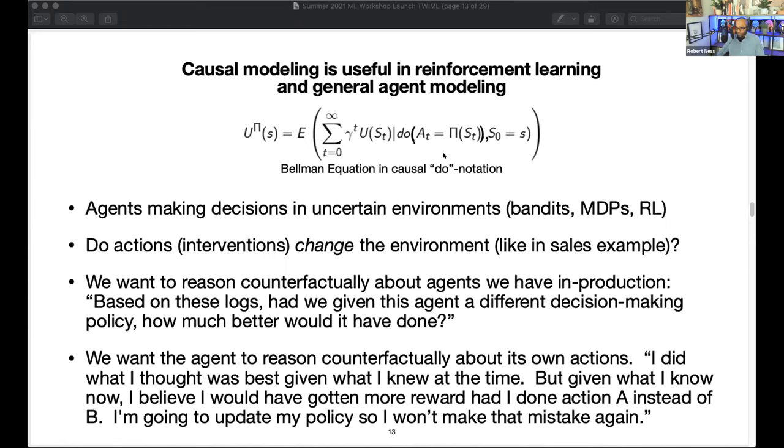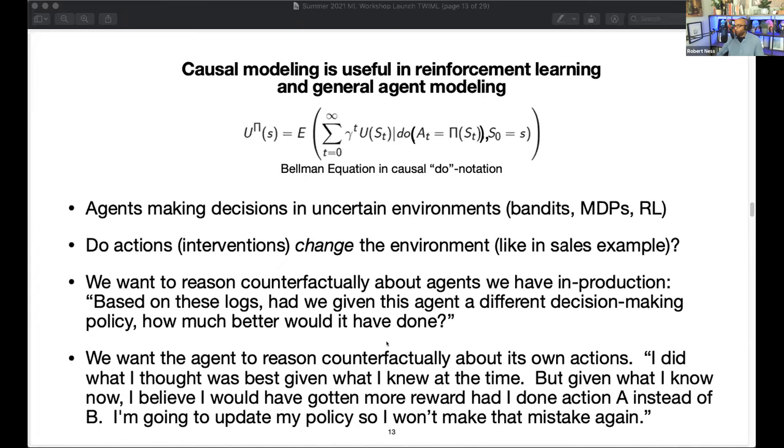Now, what does that mean? It means that I want to be able to look at the agents I have in production and say, okay, based on these logs, had we given this agent a different decision-making policy, how much better would it have done? I could always run an experiment, but it'd be nice to have an answer based on my past data before I run an experiment, especially if I have many experiments to choose from. But even better would be to have the agent reason that way itself when it's learning a good policy.